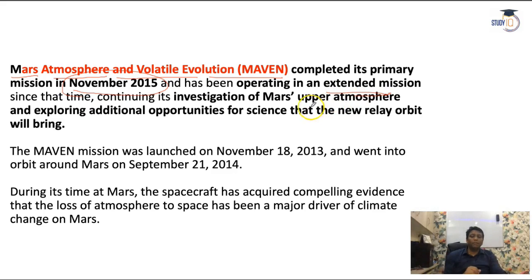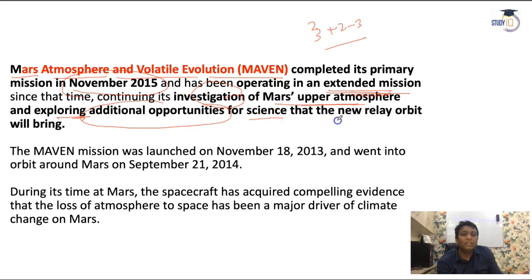Actually, you know what happens when we send any mission, suppose for 2 years or 3 years, what happens is that after the 2 or 3 years the function is also extended. All the sensors, antennas and everything are still working. So this is the news, guys, that the mission is extended. It investigates the Mars upper atmosphere and also explores various additional opportunities for science for the study of new orbits. So what about the orbits around Mars? All that it will study, guys.